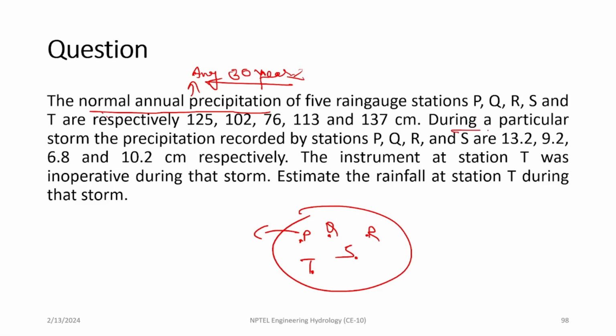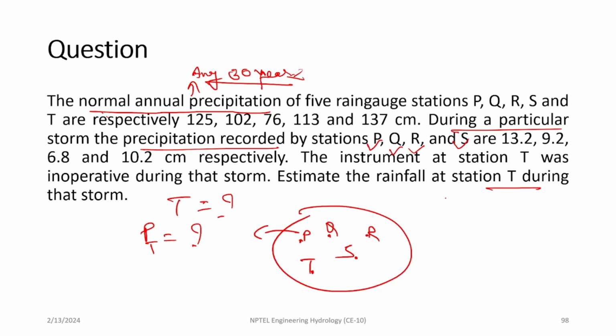Now it is saying that for a particular storm, the precipitation values were noted for P, for Q, for R, and for S as well. But for T it is missing. So you can consider precipitation in this abbreviation: P at T is missing. Now they are asking that we need to calculate the rainfall at T station during this storm.